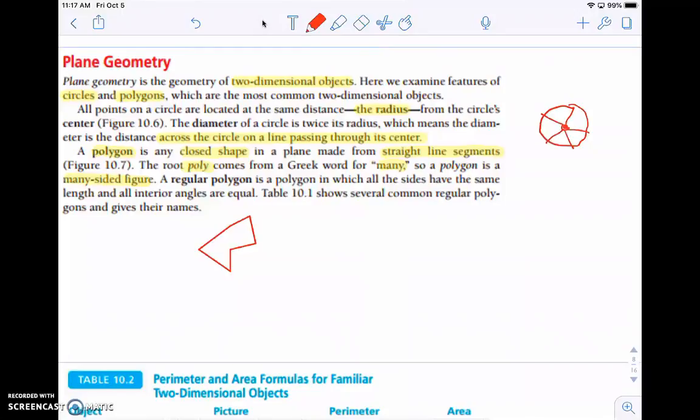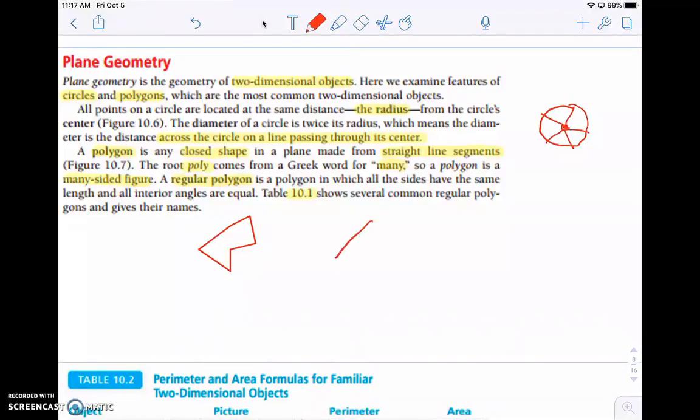polygon. But the polygons that you may be used to are what are called regular polygons, and this is where all the sides have the same length and all the interior angles are the same. So you can look at those in your textbook, table 10.1.